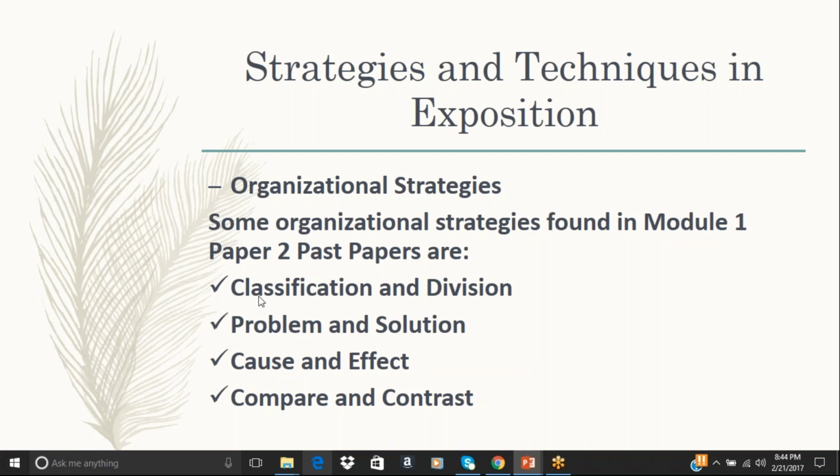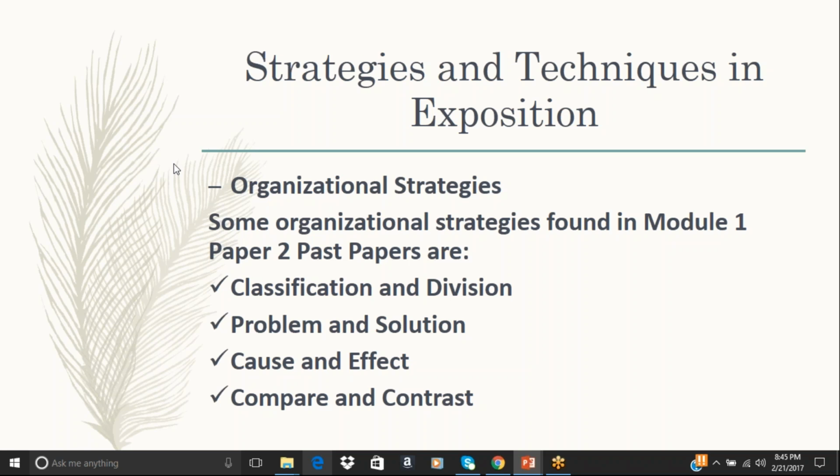Sir, explain classification and division, sir. All right. If you're going to be exposing the reader to a topic, you cannot tell the reader everything in one go because that is going to lead to something that we learned in September called information overload. Yes?